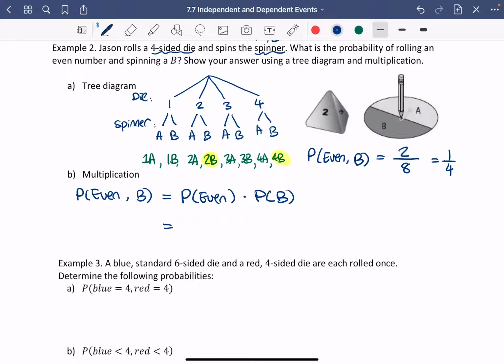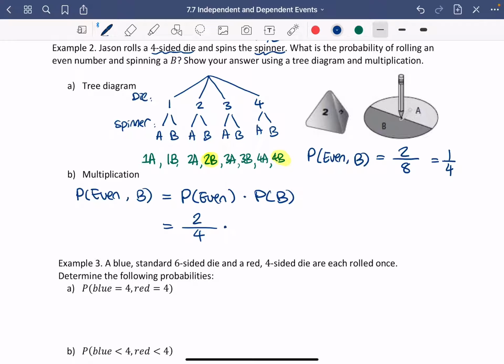Now, how many even numbers are there in a four-sided die? Well, we know there are 2 even numbers, right? You can see with a four-sided die, 1, 2, 3, 4, 2 and 4 are even, so 2 out of 4. The probability of getting an even number is 2 out of 4.